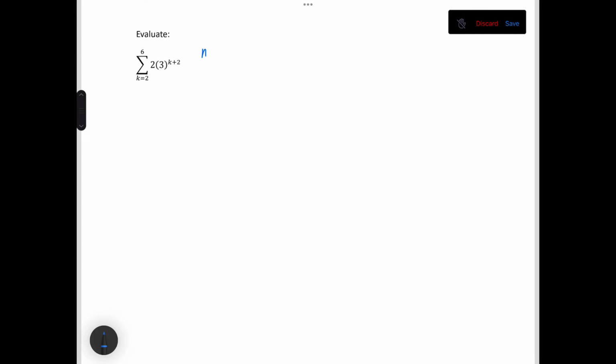Let's do the next one. You write down a number of terms. It will be 6 minus 2, the top number minus the bottom number, plus 1 equals to 5 terms. So therefore, this series has 5 terms. The bottom part, k is equal to 2. That's where we start, people.